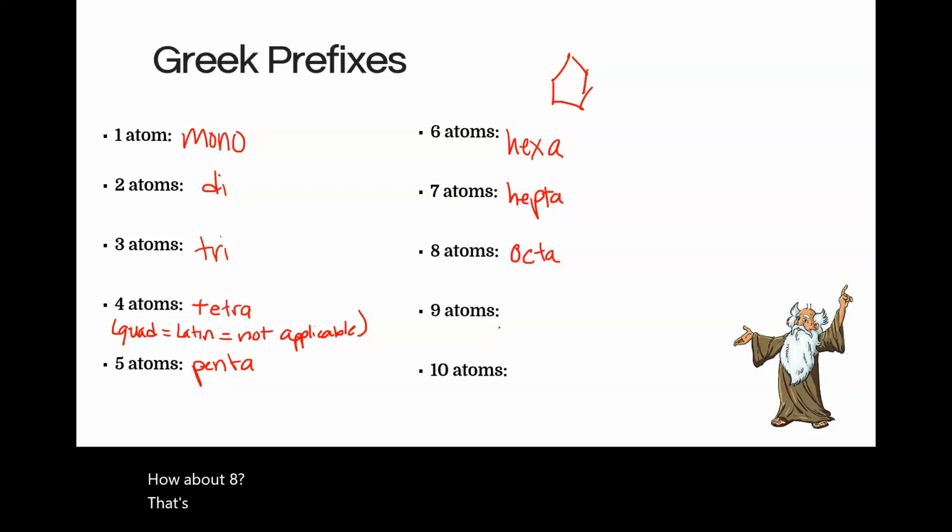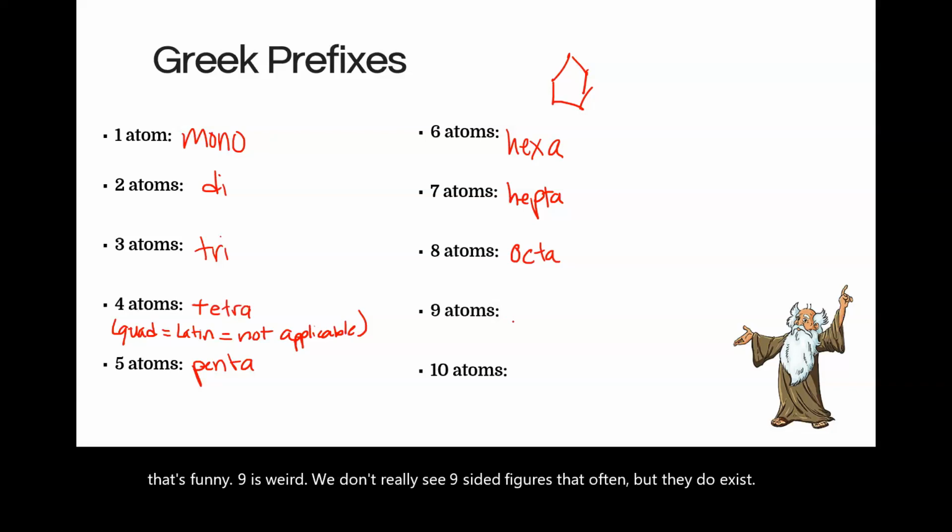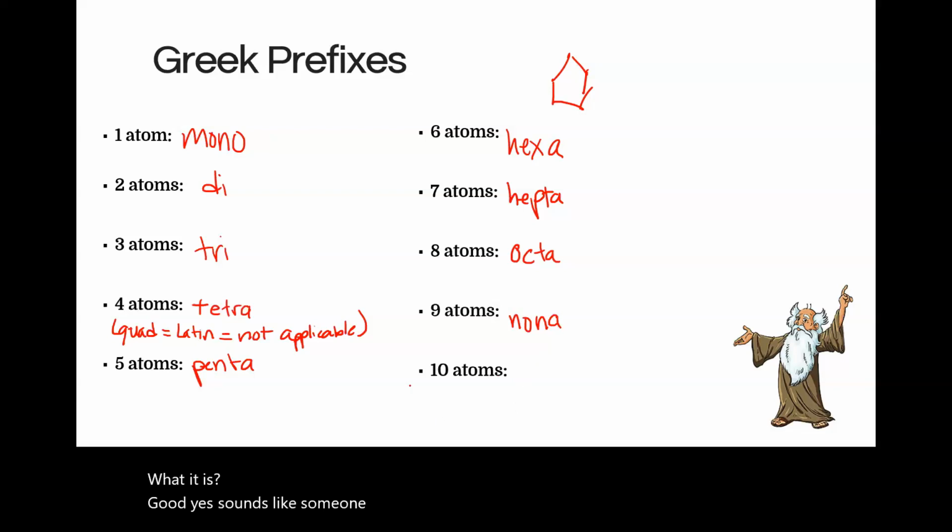9 is weird. We don't really see 9-sided figures that often, but they do exist. Anyone know what it is? Nana. Oh, good. Yes. Sounds like someone's grandma. 10. Used in the metric system as well. Yeah, William got it. So deca.